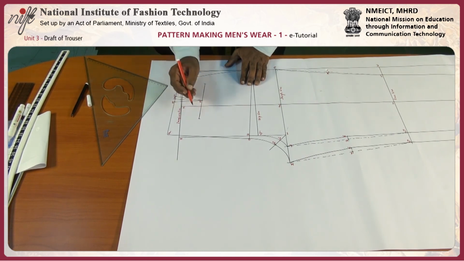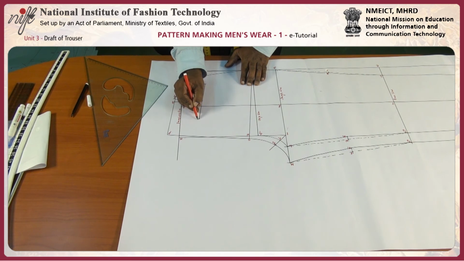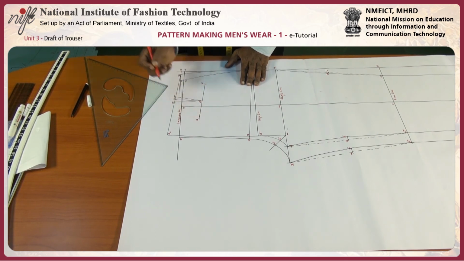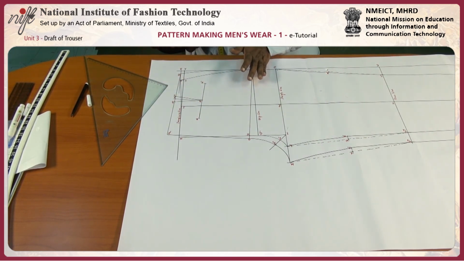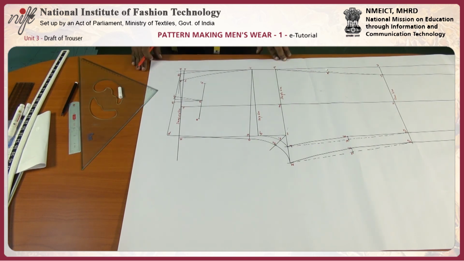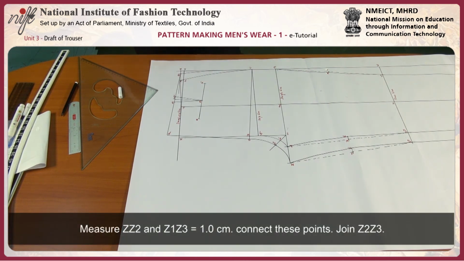Label Z, Z1, which is 13 centimeter, opening of the welt pocket. Point Z and Z1 is the opening of the welt pocket. Measure Z to Z2 and Z1 to Z3 1 centimeter.